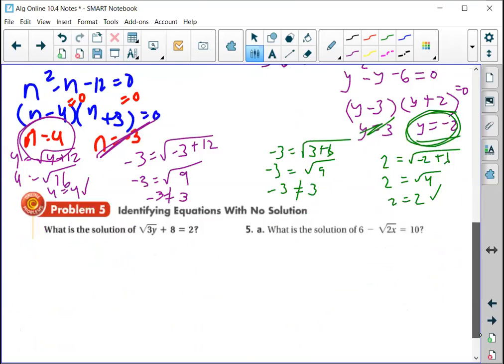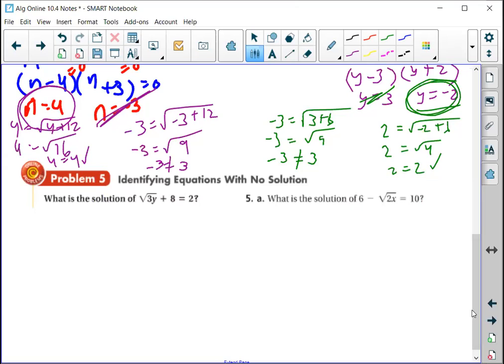So for the next problem, we're going to go through and do the same type of thing. In this case, we first want to get that square root by itself by subtracting 8 from both sides. So then we have the square root of 3y equals negative 6. And then we're going to square both sides. Be careful whenever you square that negative 6, that turns into a positive 36. Anytime you square a negative number, it's always going to be positive. And then the square root goes away.